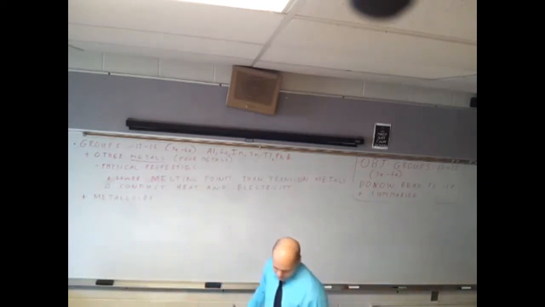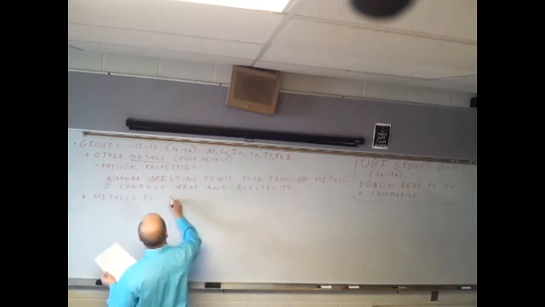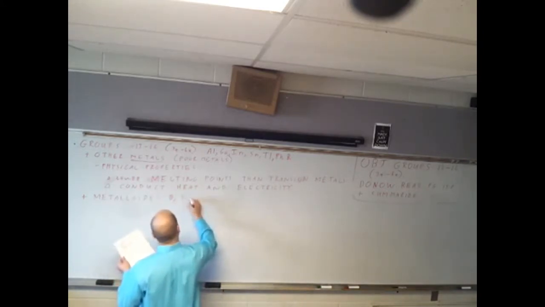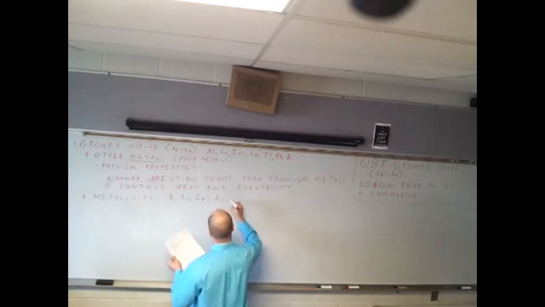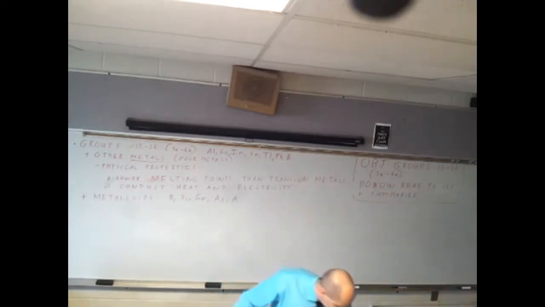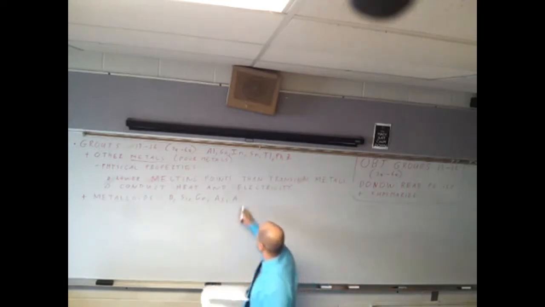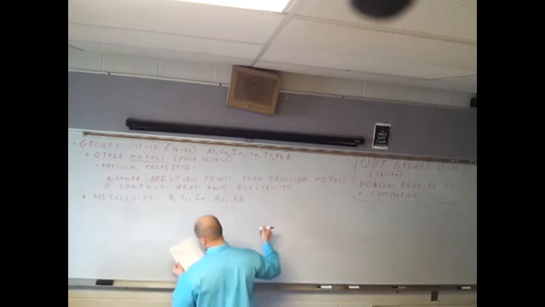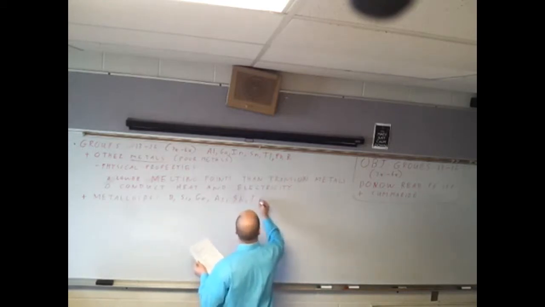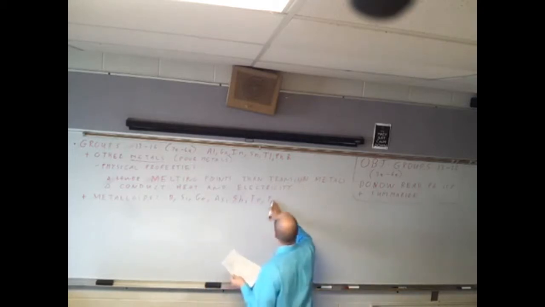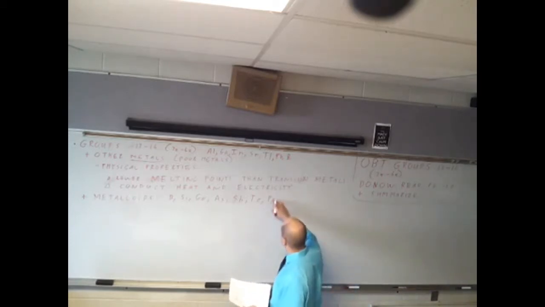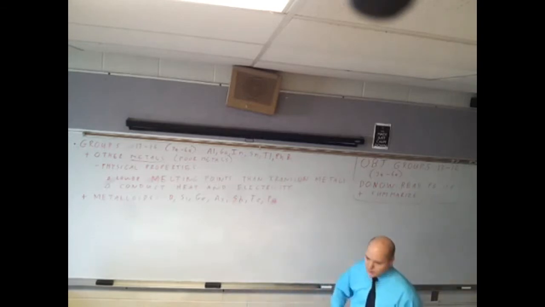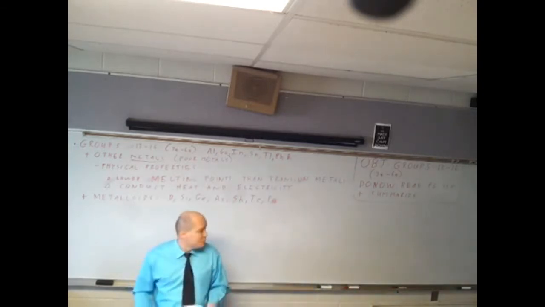So metalloids are boron, silicon, germanium, arsenic, antimony, which is Sb, it's not in the name, and tellurium, Te, and polonium, which I said I'm going to have in this group. And again, your book puts astatine in with the metalloids, but the periodic table I was using has astatine as a non-metal, so we're just going to leave it there. Polonium, Po.